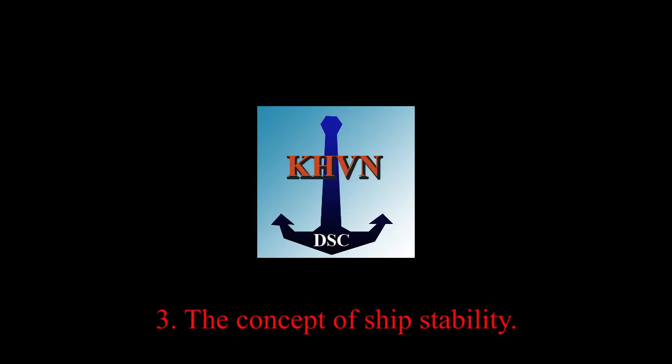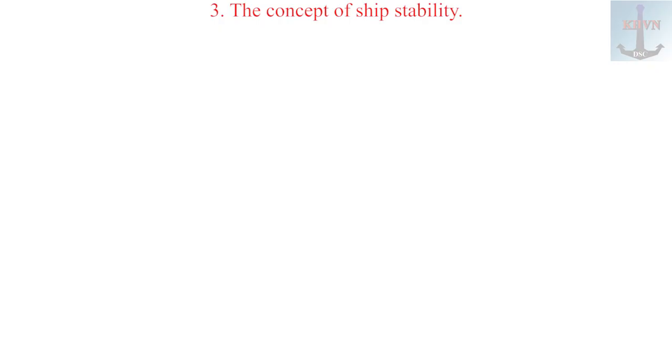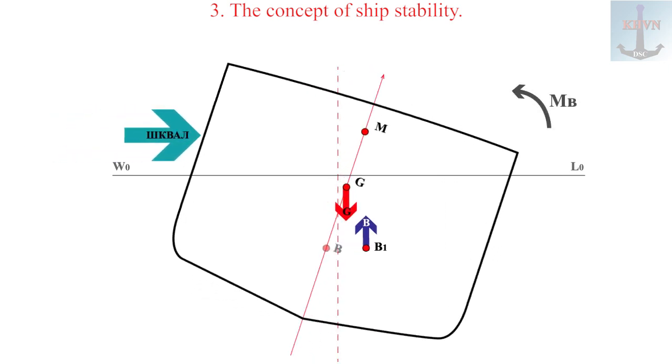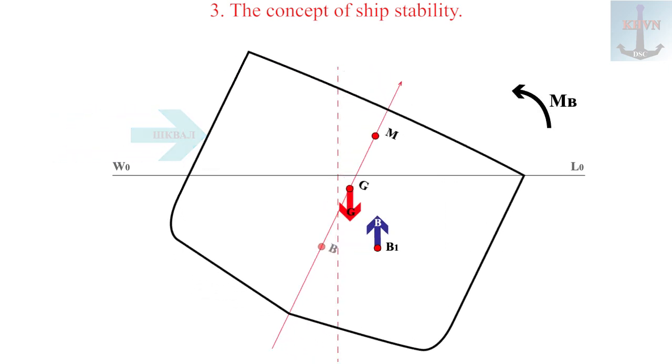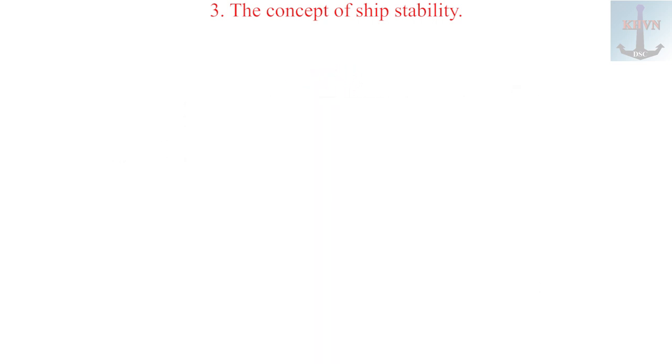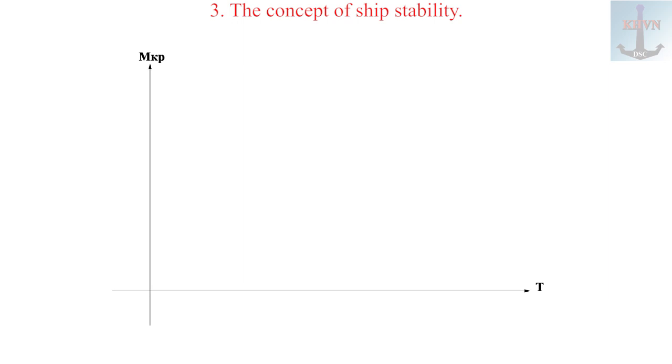Lesson 3. The concept of ship stability. Stability is the ability of a vessel, taken out of equilibrium under the influence of external forces, to return to it again upon termination of this effect. From the nature of the effect, static and dynamic stability are distinguished.